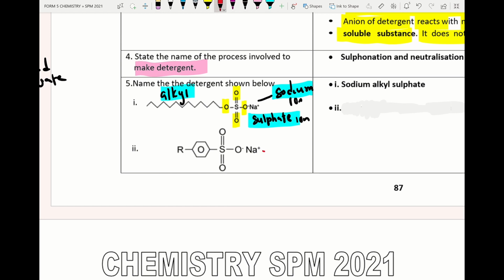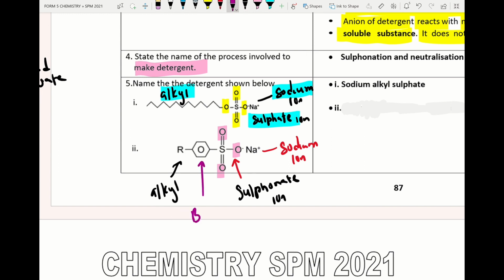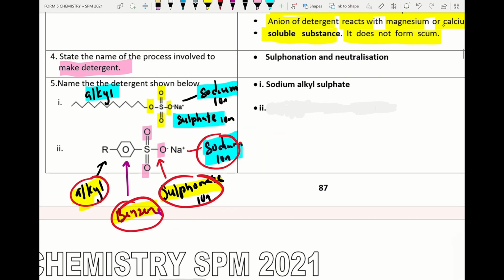Another type of detergent, so here we have the sodium ion. How many O do we have here? Please check: 1, 2, 3. If three O, please put here the sulfonate ion, and this is known as the alkyl group. So I put alkyl, and this structure is known as benzene. All right, how to name this detergent? Sodium alkyl benzene sulfonate. So we check this one, sodium alkyl benzene sulfonate. The answer is given here.